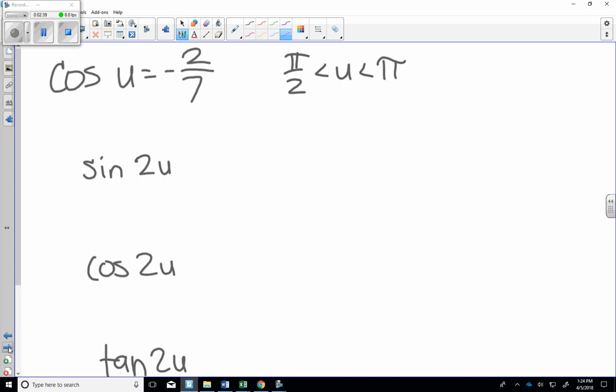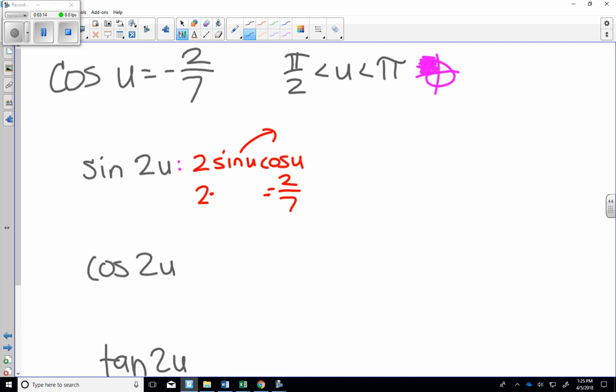All right, here we are trying to figure out sine, cosine, and tangent of 2u, and we know that cosine of u is a negative 2/7, and the value of u is in between pi over 2 and pi, so we're in the second quadrant. So we just use the sine 2u, which is 2 sine u cosine u. And we know that cosine of u is a negative 2/7, so we can fill that in. And we have 2 times. We need to figure out what sine of u is.